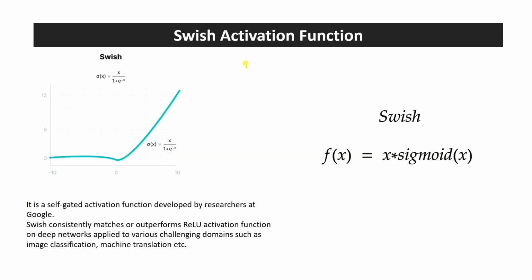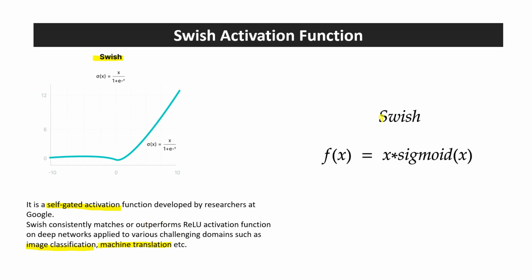Our next activation function is the Swish activation function, and this activation function was built by Google researchers. It is a self-gated activation function deployed by researchers at Google. Swish consistently matches or outperforms the ReLU activation function on deep networks applied to various challenging domains such as image classification and machine translation. See, image classification is one kind of CNN task, and machine translation works based on NLP, or the RNN or the transformer architecture. That means it works in two things: one is CNN, another one is RNN.